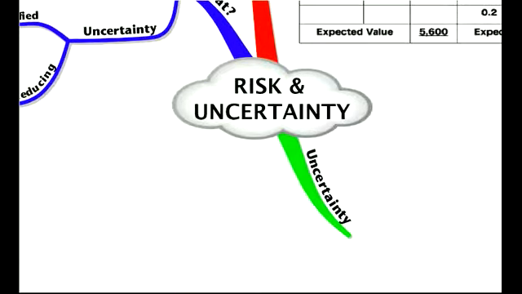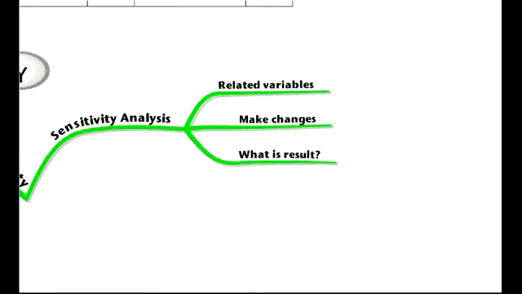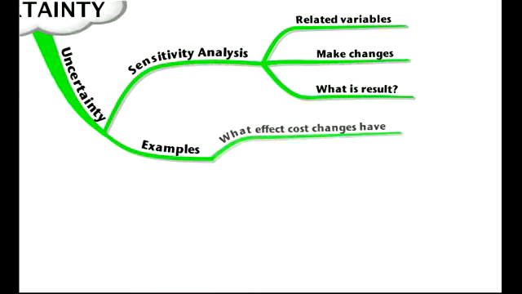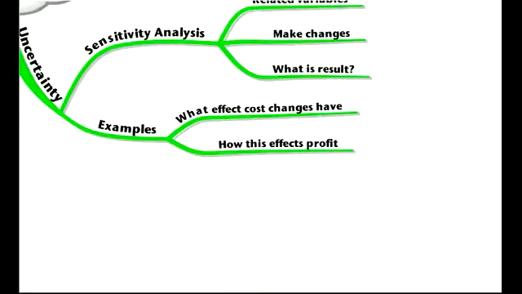When it comes to uncertainty, well, you're going to use sensitivity analysis. What is sensitivity analysis? What you're doing is you're looking at the related variables, so you're making changes to those and seeing what happens. What we're asking, for example, is what effect will cost changes have? If you put your costs up by 10%, how will that affect your profit? That's sensitivity analysis. How sensitive is profit to cost changes?